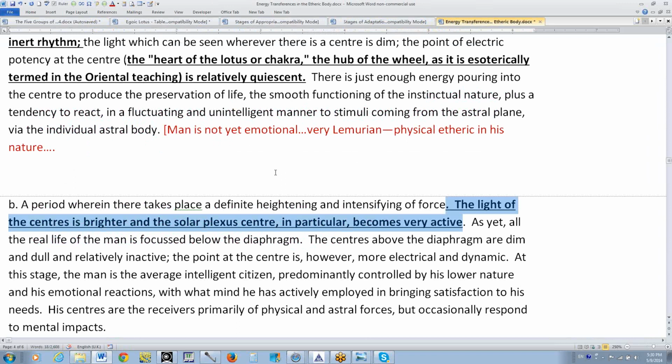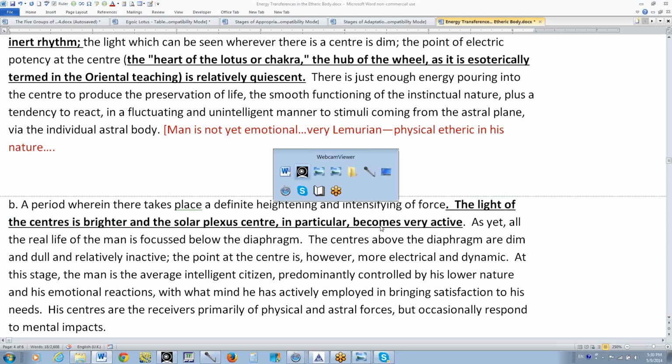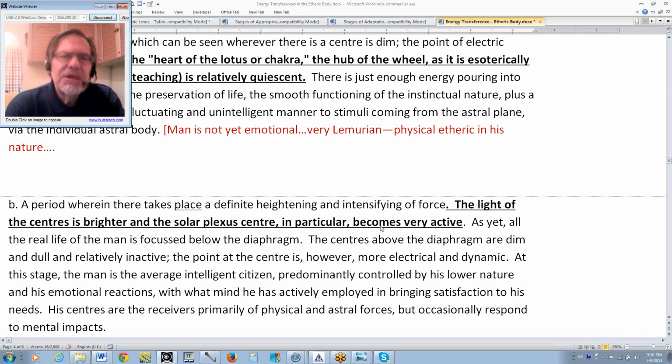Okay. So the solar plexus is becoming brighter, and this has a lot to do with the work of the second petal and even into the third petal, but the second petal is primarily the emotional petal. The petals for the emotional plane really have a lot more to do with using emotion in a constructive social manner. And sometimes in response to the higher of the pairs of opposites, that higher power which begins to be detected. So the light of the centers is brighter, and the solar plexus center in particular becomes very active.